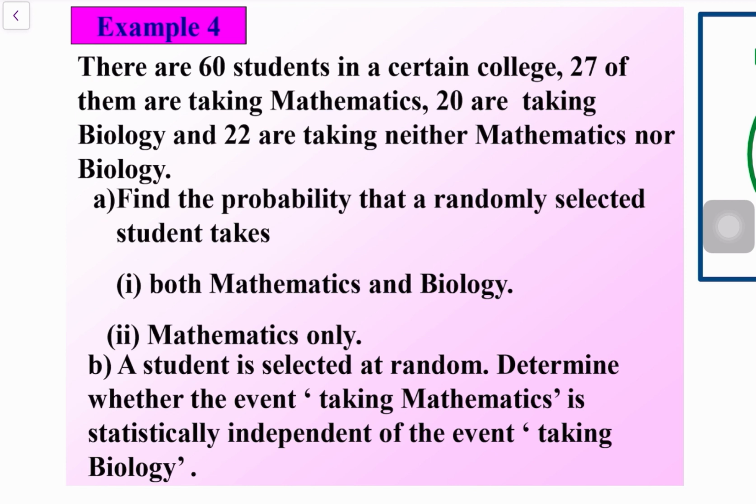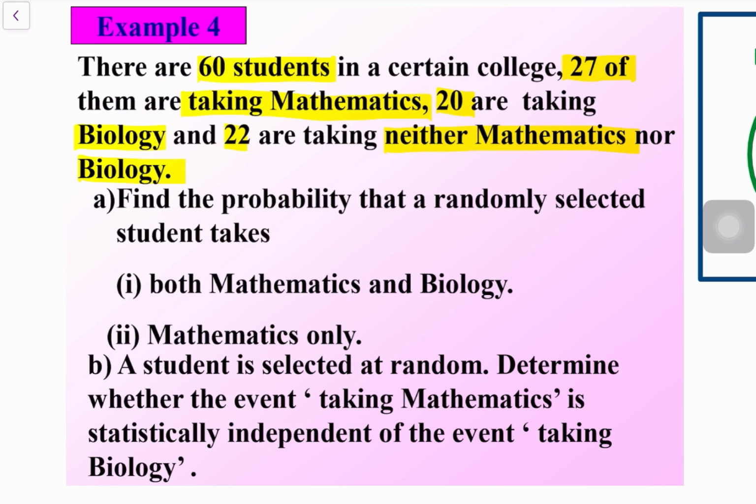B. A student is selected at random. Determine whether the event taking mathematics is statistically independent of the event taking biology. Alright, to illustrate all of this information, we have 60 students, 27 students taking mathematics, 20 students taking biology, and 22 students taking neither mathematics nor biology, which means they are not taking both of the subjects.